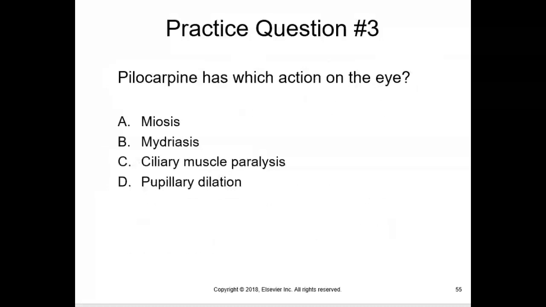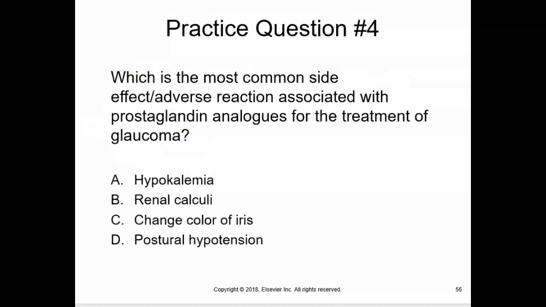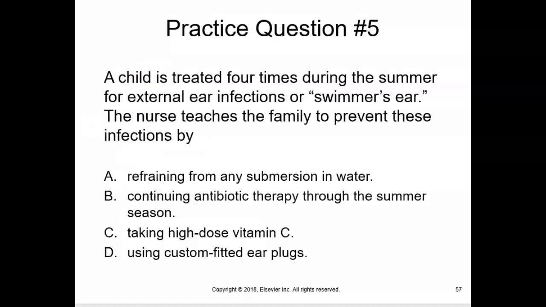For question 3, the correct answer is A, miosis. And if you remember, when I write the word pilocarpine, I write everything big except a tiny O to help me remember that the medication causes pupil constriction or miosis. For question 4, the correct answer is C. And for question 5, the correct answer is D.